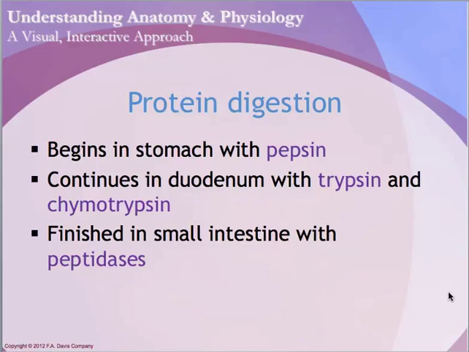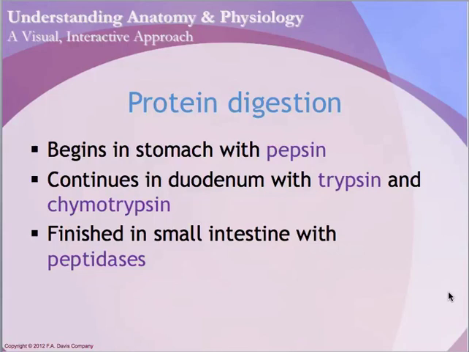Then when the chyme enters the duodenum, pepsin is inactivated, but then we get pancreatic enzymes, trypsin, chymotrypsin, and they assume the task of breaking apart the peptide bonds. So first it's pepsin, then trypsin and chymotrypsin, which are pancreatic enzymes that break them down further.